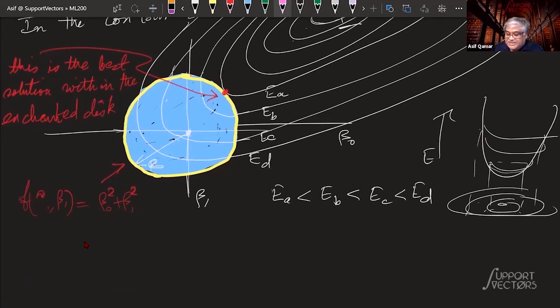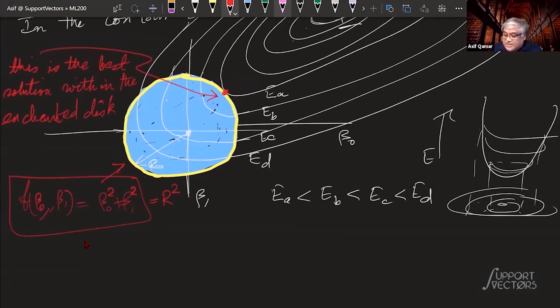We are in the parameter space. So here the axes are not x1, y1, but beta naught, beta 1. So this is the equation of the circle, isn't it, guys? This makes sense. And the circle is equal to some constant, r squared. So far, so good, right?